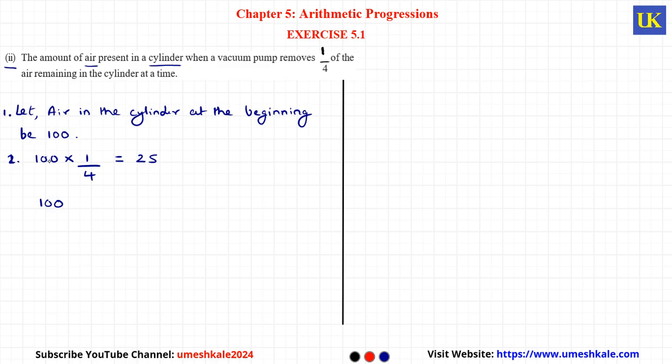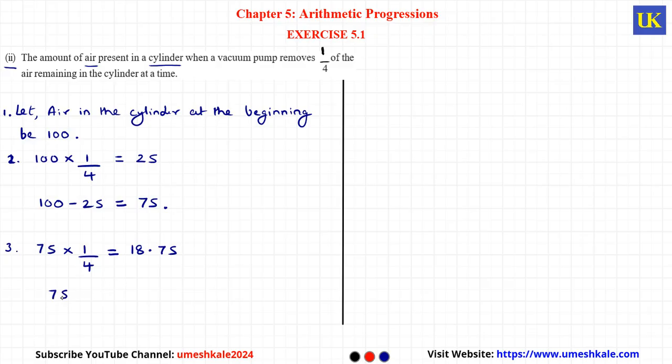Second time 25 was removed, so 100 minus 25. So second time there is 75 units of air. First time there is 100 units of air, second time there is 75 units of air. Then third time we have to take 75 into one fourth of air that we need to remove. So third time 75 into 1 by 4, we will get 18.75.